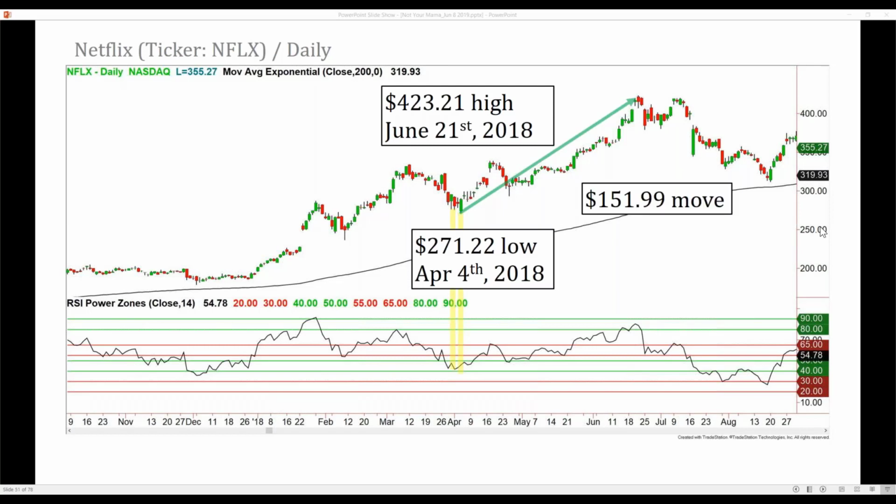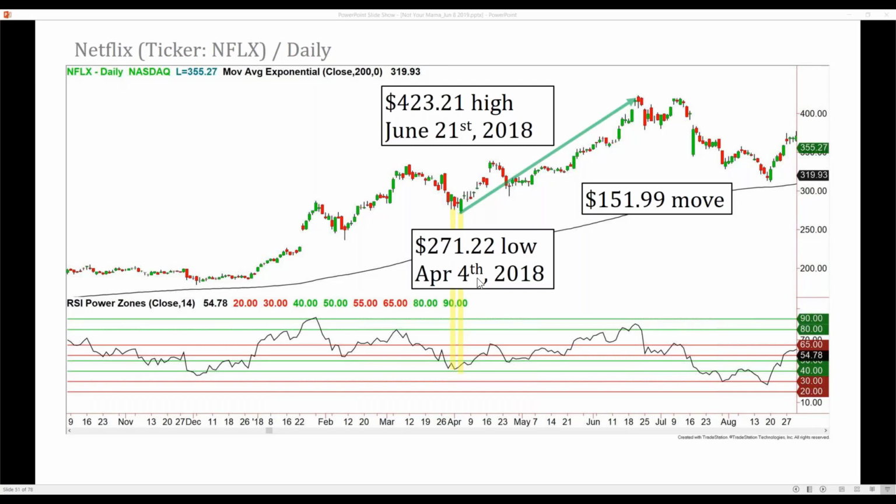move of $151.99. And remember, that's off a stock that was originally priced at 270 when it all started. So this is nearly a 50% increase in price, actually more than that, just off recognizing this signal.